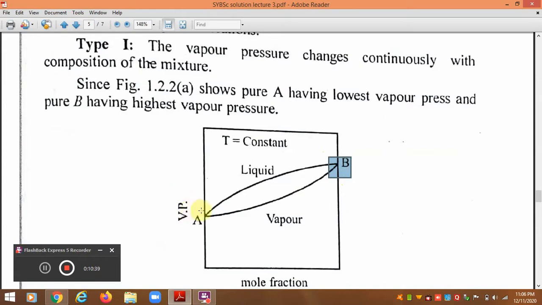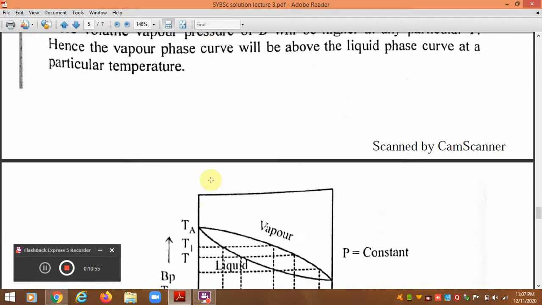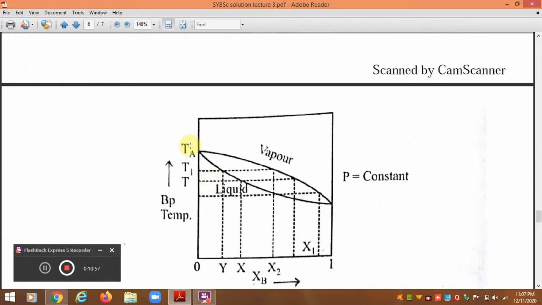So in this case, pure component A has lower vapor pressure, which means it will have the higher boiling point, and pure component B has higher vapor pressure, which means it will have the lower boiling point. This can be shown here, and you can observe that as pure component A has the lower vapor pressure, it has the higher boiling point. Here it is indicated by this point, and here pure component B has the higher vapor pressure, so it has the lower boiling point.